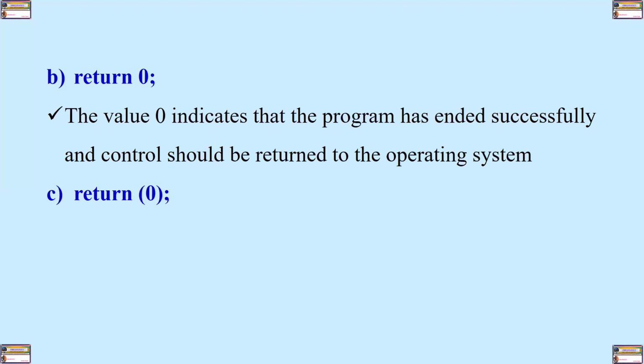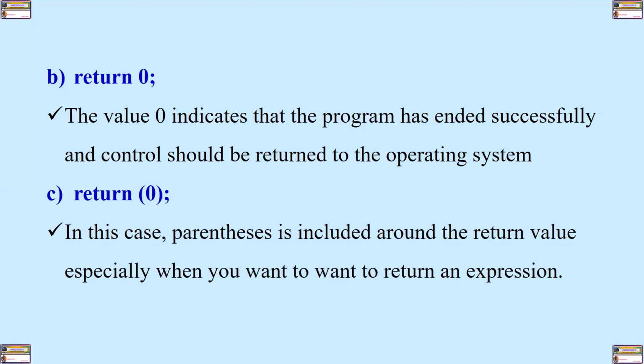Now, this 0 can even be enclosed in parentheses, as you can see in number C. In this case, parentheses are included around the return value, especially when you want to return an expression. So in other words, if your function is returning an expression to the calling function, then you can enclose that expression within the parentheses. So within the parentheses, it's not a must that you have 0. You can have any other value or any other expression.